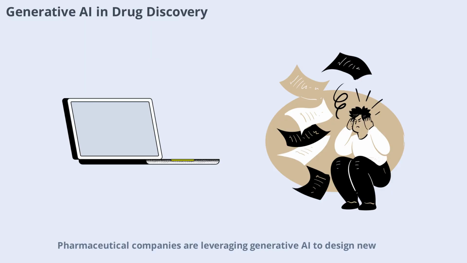Pharmaceutical companies are leveraging generative AI to design new molecules and predict how they might interact with biological systems. This accelerates the drug discovery process, potentially leading to faster development of life-saving treatments.